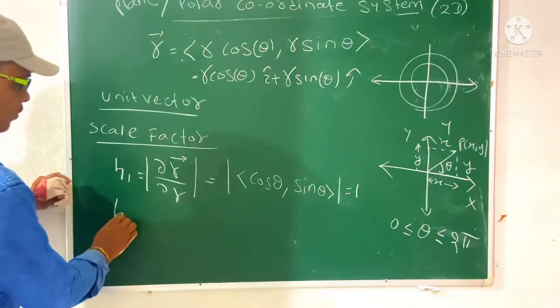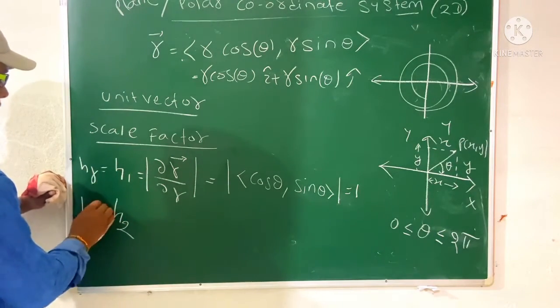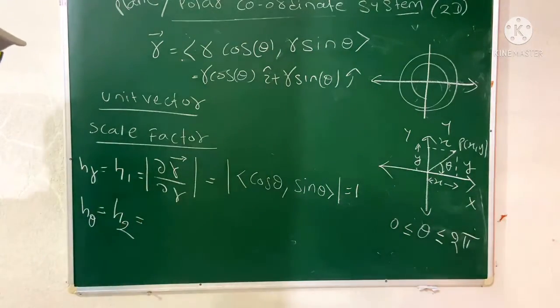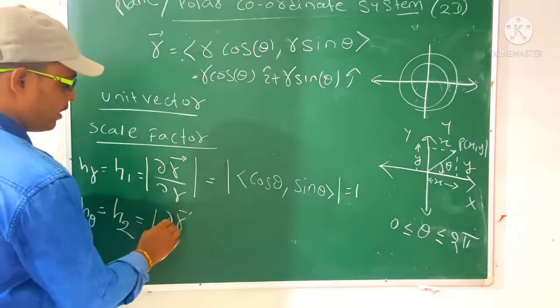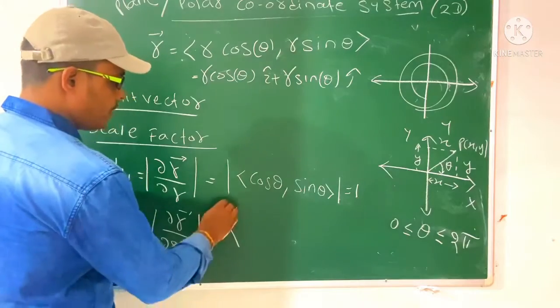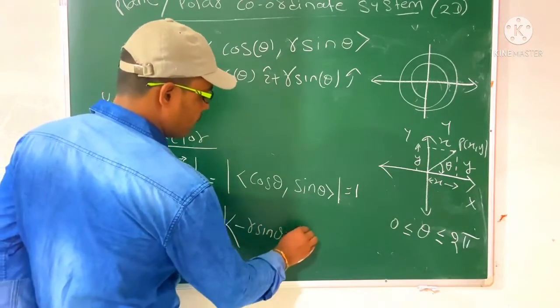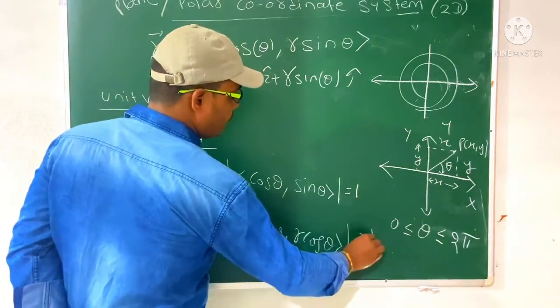And you do the h2, sometimes it is called h_r also, and h theta also. So this is the partial derivative with respect to r, so we call it h_r, and h theta is the partial derivative with respect to theta, right? So you do the partial derivative, you will obtain minus r sin theta, then r cos theta. If you do the magnitude, that will give you r.